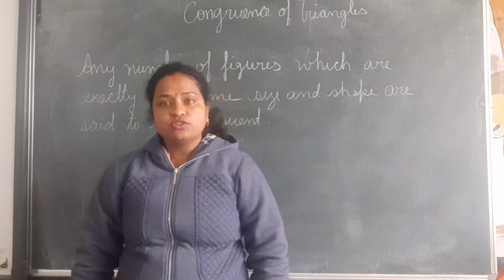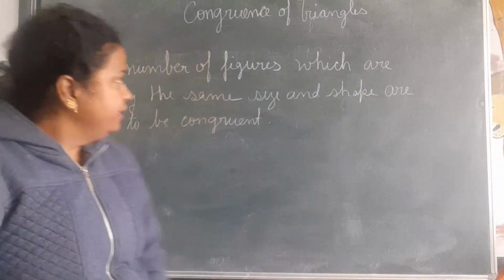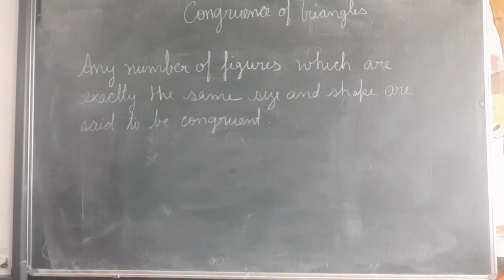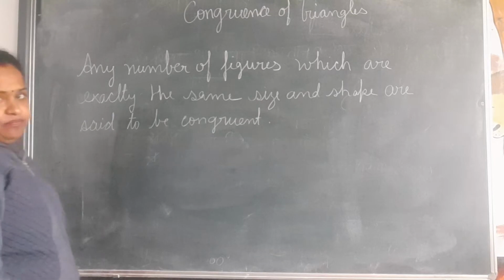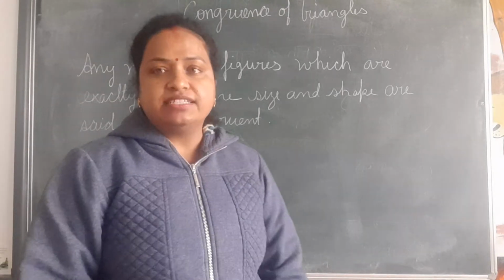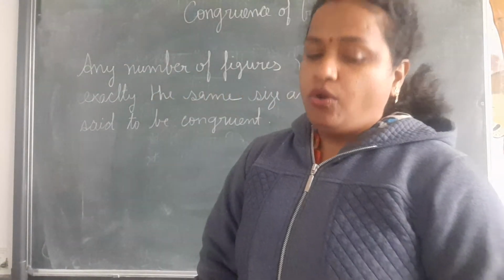What is congruence of triangle? Any number of figures which are exactly the same size and shape are said to be congruent. Figures having the same shape and size are said to be congruent.